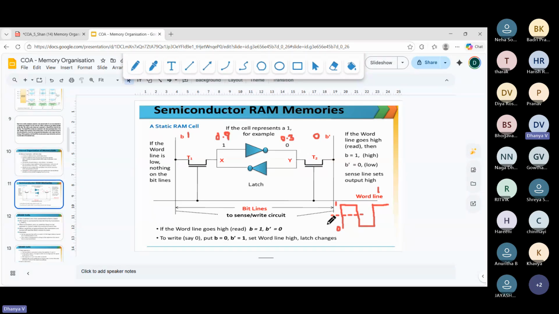Our threshold, let's say, is 0.5. Above 0.5, it will be 1, that is high. Below 0.5, it will be low. The sense amplifier will see the difference between these two, 0.9 and 0.3, which will be 0.6, and it will be higher than 0.5, so it detects that it is high. Is this clear? I can repeat it once again.